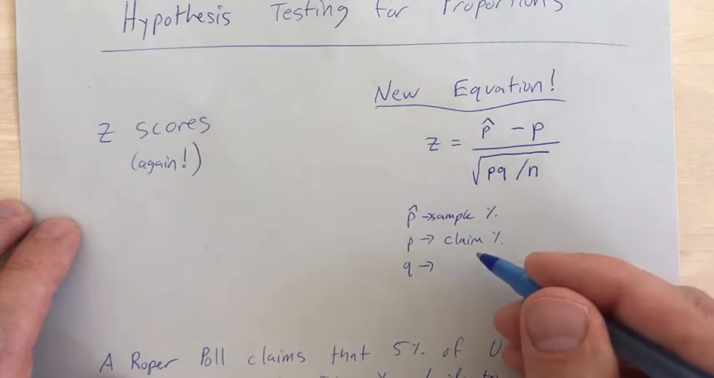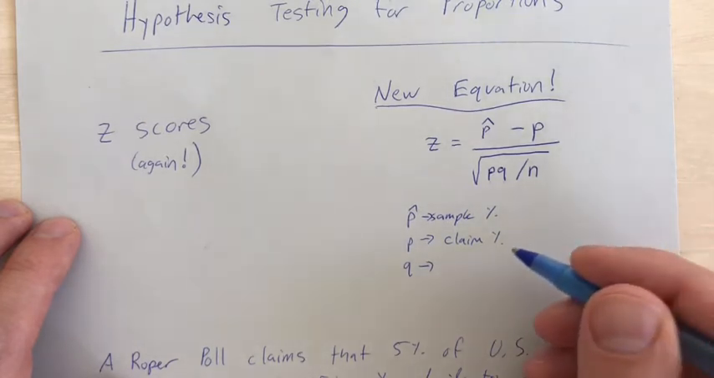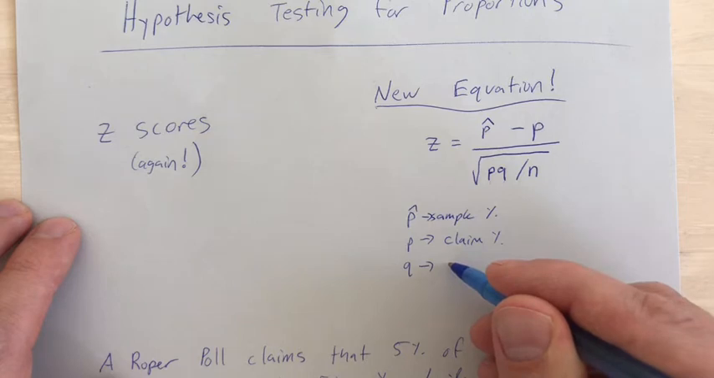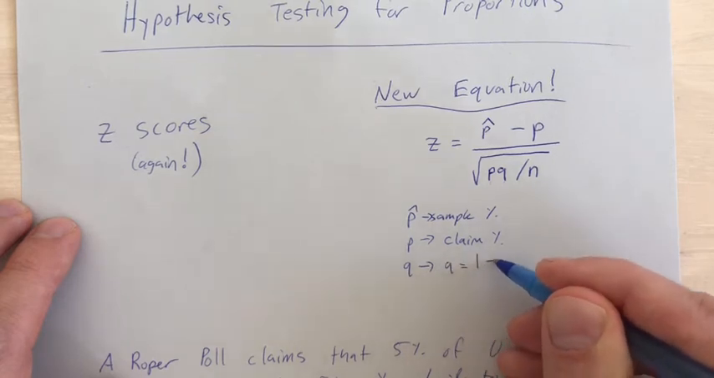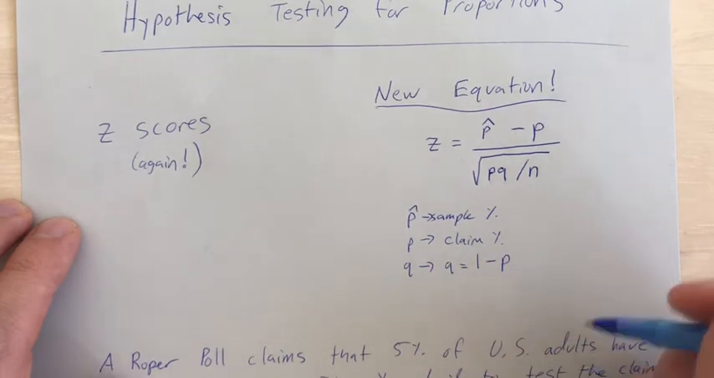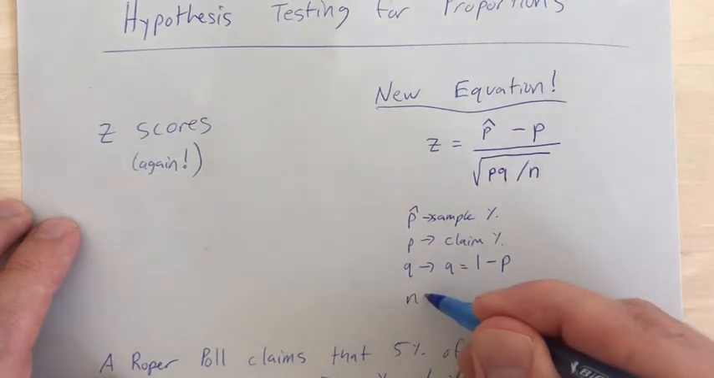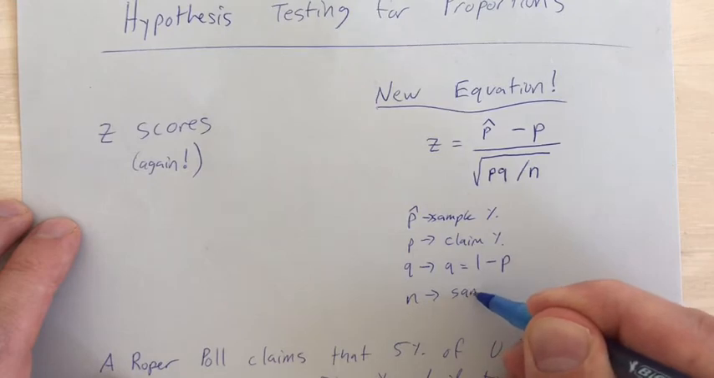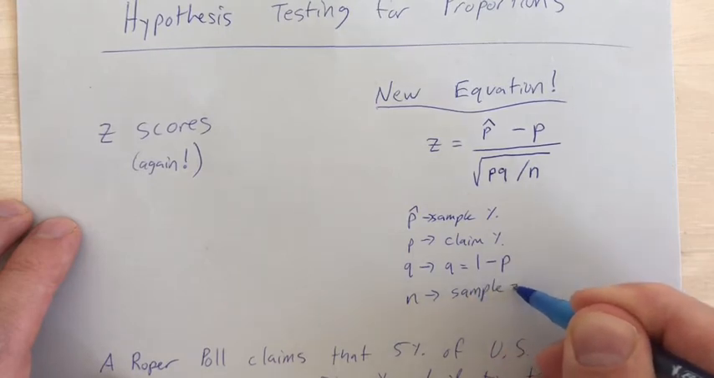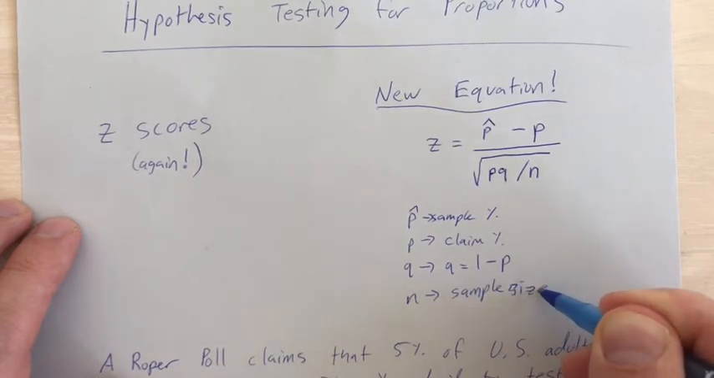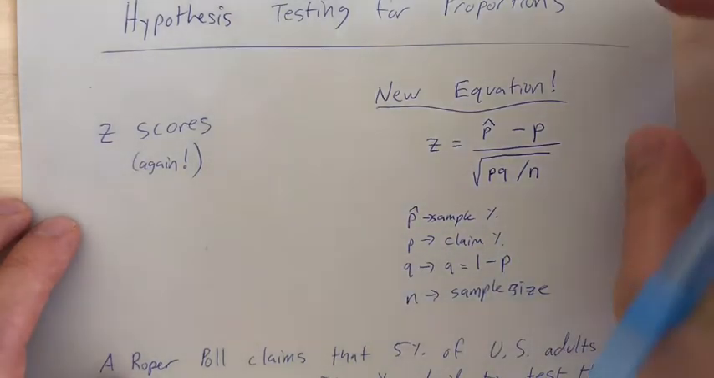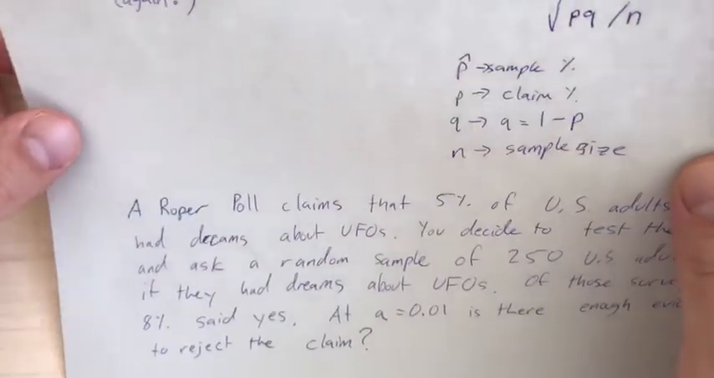One way to quickly do this is to think of this in decimal terms: to find Q, you can subtract P from 1 to get that opposite percentage if you need it. And then last but not least, N, as always, represents the sample size. I think we are now good to go. So let's take a look at one of these problems that I wrote out in my beautiful penmanship.